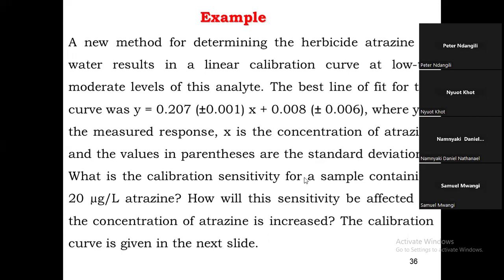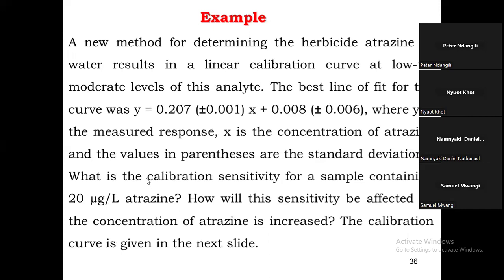What is the calibration sensitivity for a sample containing 20 microgram per liter of atrazine? And how will this sensitivity be affected as the concentration of the atrazine is increased? The calibration curve is given.